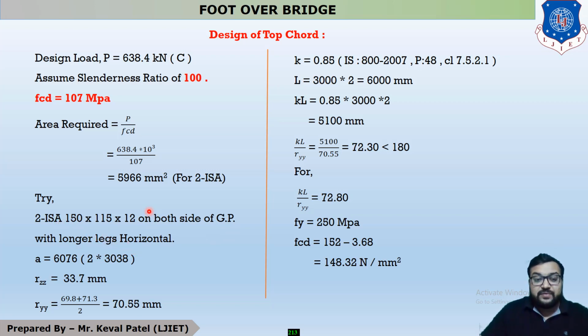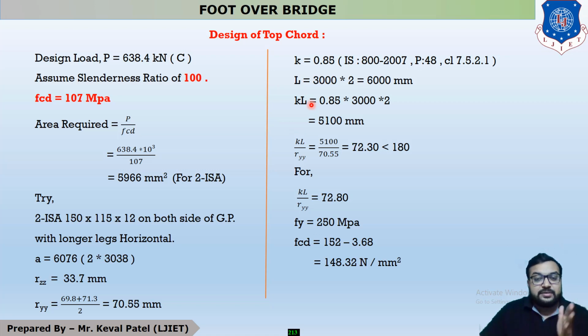This value is referred from the steel table, and from the steel table it is clearly mentioned that for 150 × 115 × 12 mm, the area provided is 6076 mm square. Now after finding A, our second value is the radius of gyration. The value of radius of gyration is 33.7 mm, which is RZZ, and RYY is the average value. So our average value is 70.55.